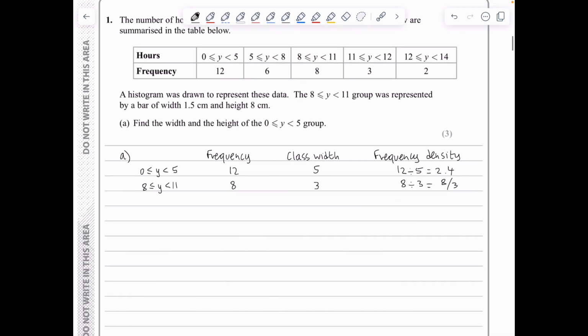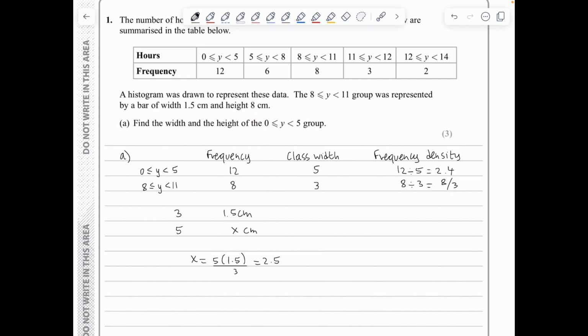And therefore we say that to represent 3 units, we needed 1.5 centimeters. So 3 corresponds to 1.5 centimeters. So to represent 5 units, we need to determine the corresponding width. I'll call this x centimeters. And therefore we obtain that x is 5 times 1.5 over 3, which gives me an answer of 2.5, and that's centimeters.